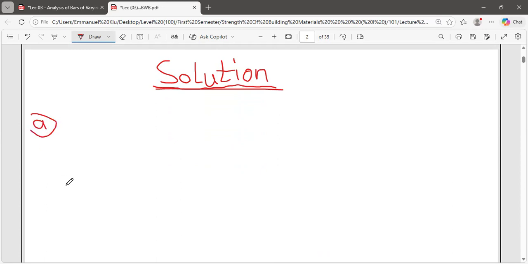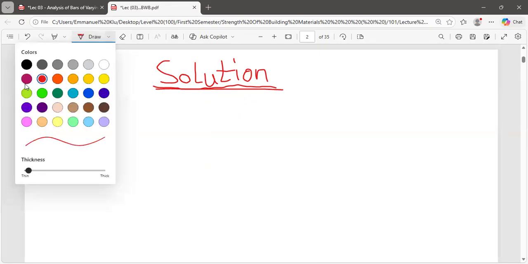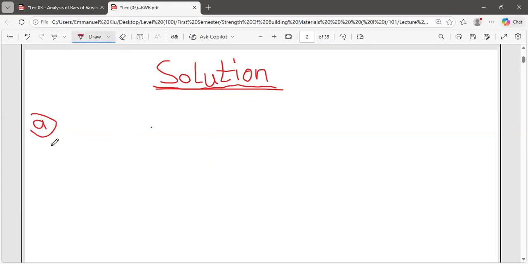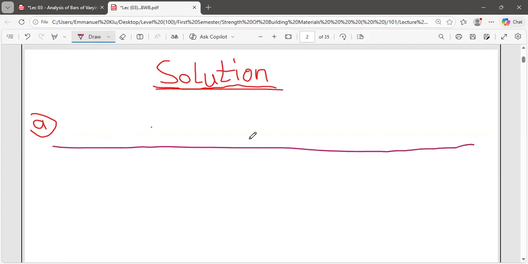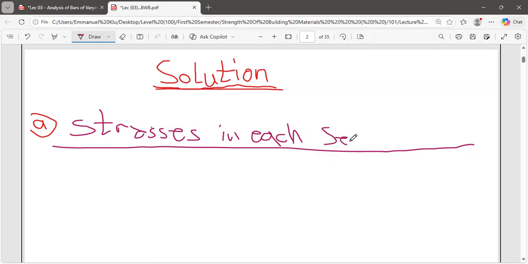Stresses in each section. But why don't we just take one section, and after we are done with one section, we come and focus on the other. So we are actually solving for stresses in each section. Let me put it over here: stresses in each section.